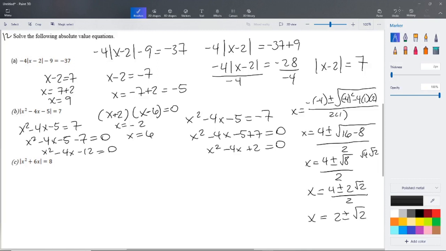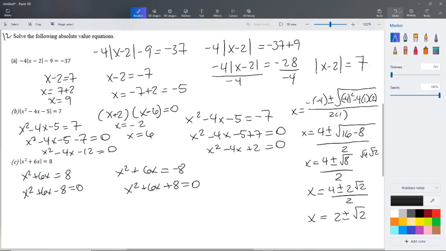All right, for part C, it goes kind of the same way. We say x squared plus 6x equals 8, and x squared plus 6x equals negative 8. So in both cases, we want to bring that 8 to the left so that it equals 0. x squared plus 6x minus 8 equals 0. x squared plus 6x plus 8 equals 0. All right, so we've got these set up.